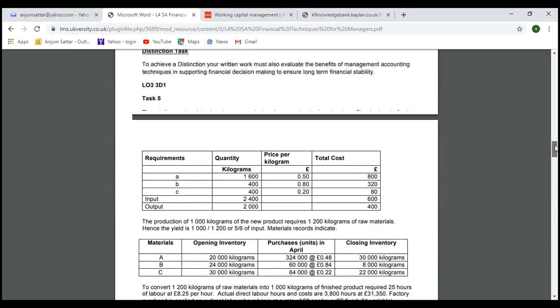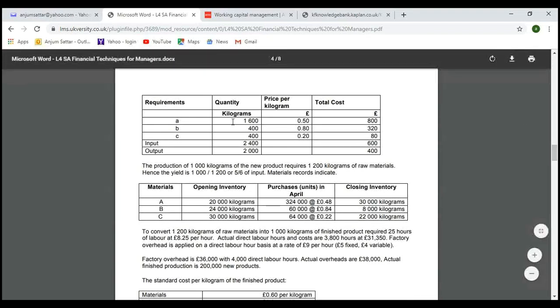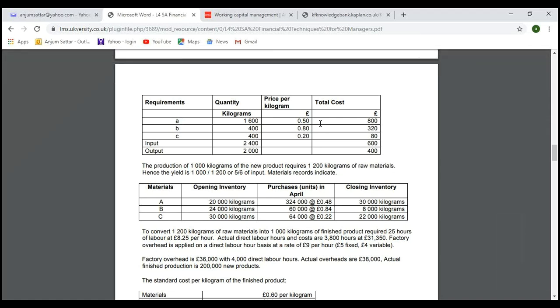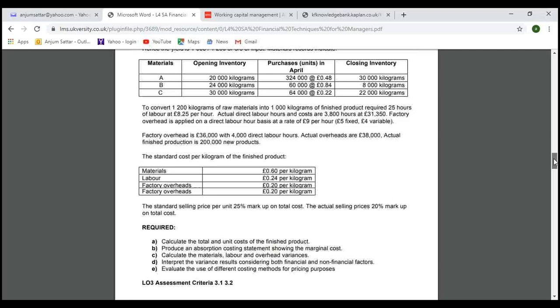Then the last task, task 5. In task 5 we have an input. We have 3 products A, B, and C, what they require and how much we have. There is a lot of information we can look at. The standard cost minus actual cost is the difference, the variance, and we can find how much the finished goods cost is by using this.